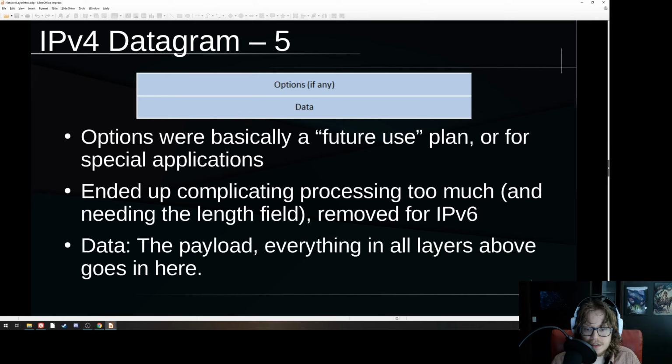And then, of course, you've got your data field after that. So remember, that's going to be the payload of the datagram, and everything we learn later on about the transport layer and beyond is going to fit into that field there.